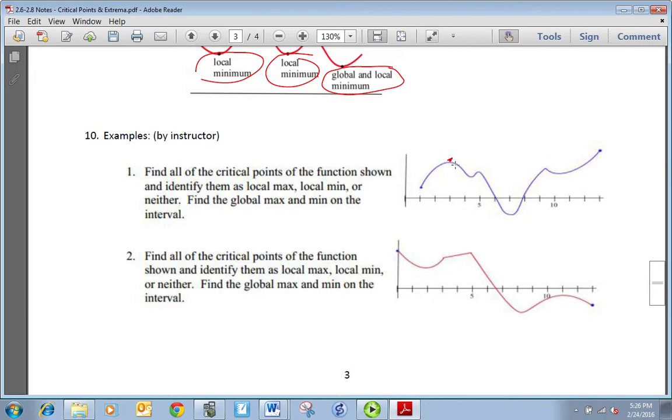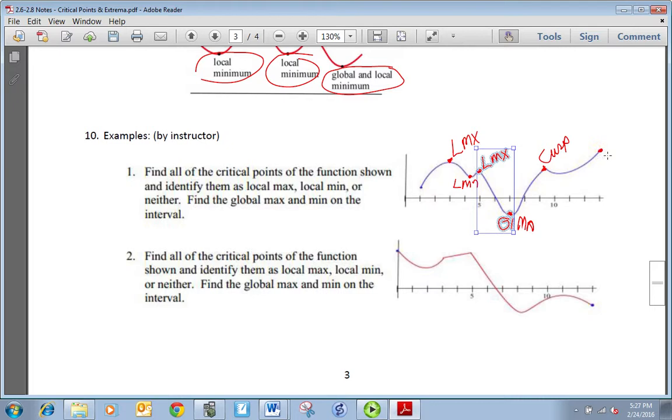So right here we have a local max, I'm going to call it LMX for short. And right here we have a local min, so LMN for local min. And then another local max. And this point right here is actually a global min, so GLMN for global min. This point right here is neither, but it's called a cusp. Don't worry about that too much, but I just wanted to point that out.